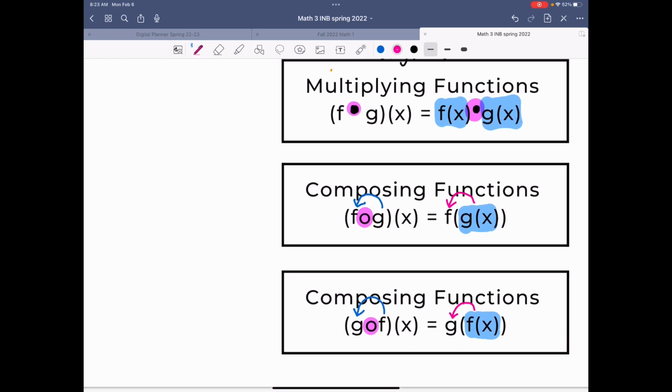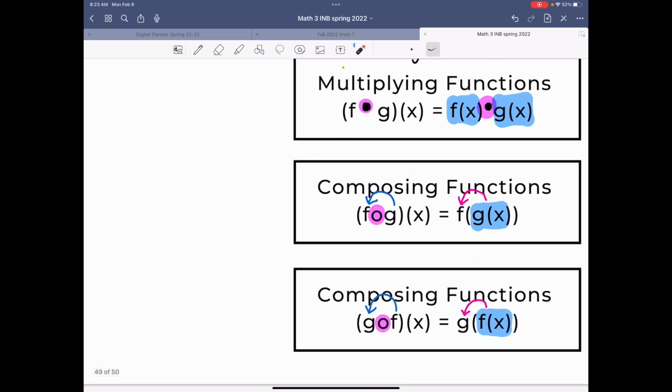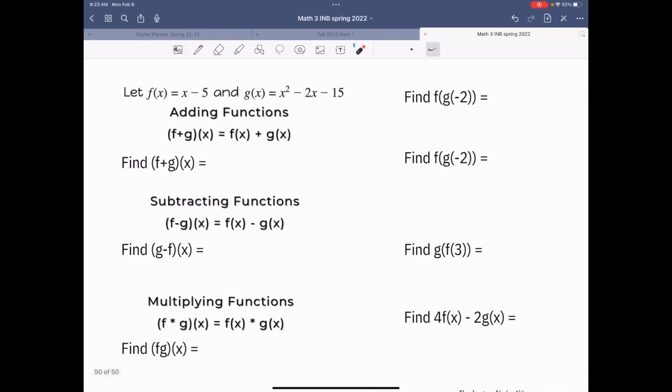Now, one of the things that students get confused about the most is the difference between multiplying and composition. With multiplying, you're either going to have a closed circle or it's going to be side by side, and with composition, you're going to have the open circle, or you're going to have one function plugged into the other. Okay, so we're going to start with operations and then we're going to go into composing.